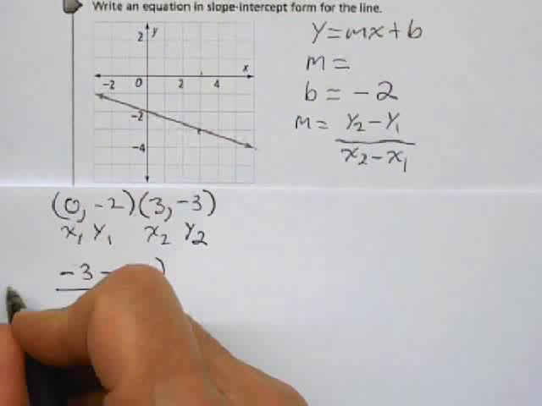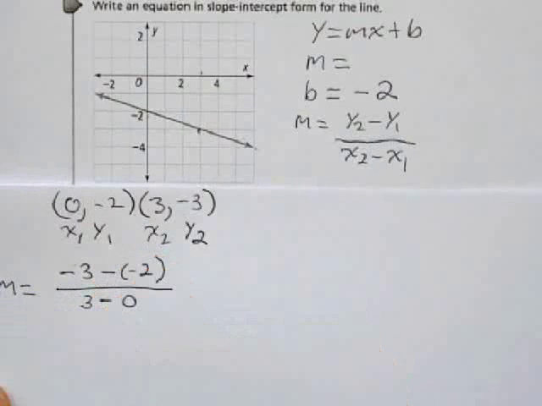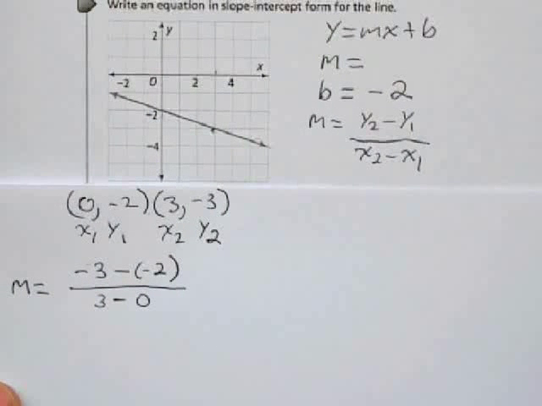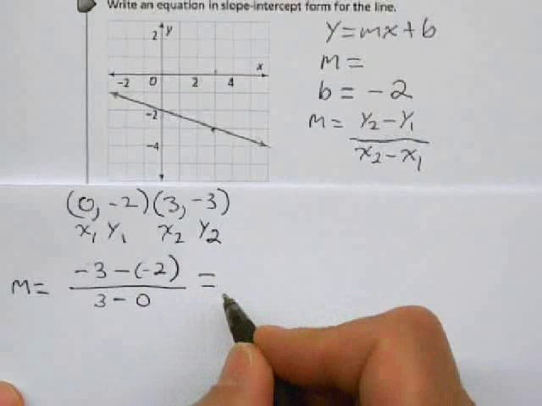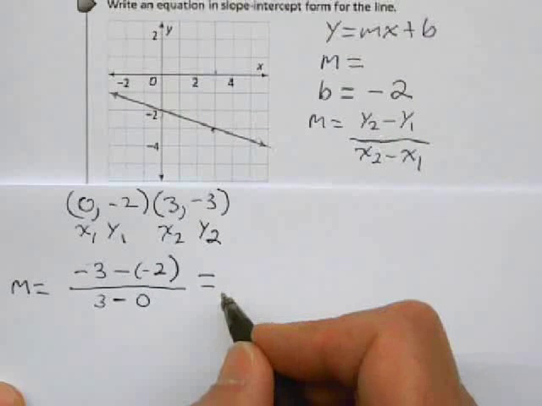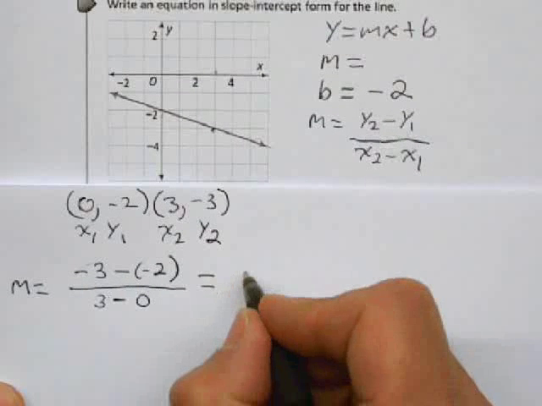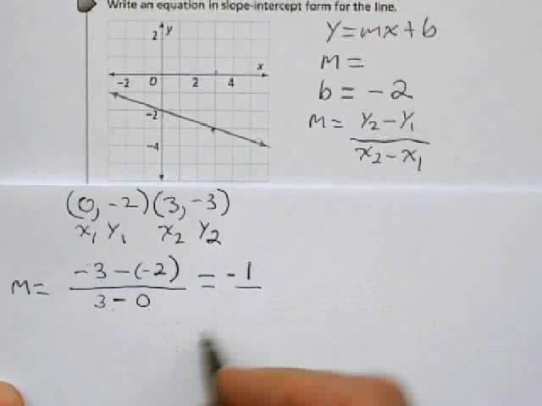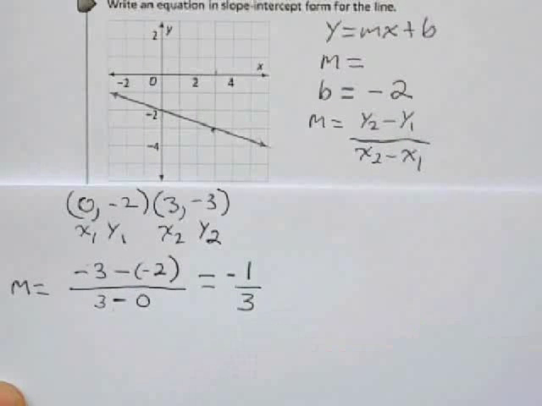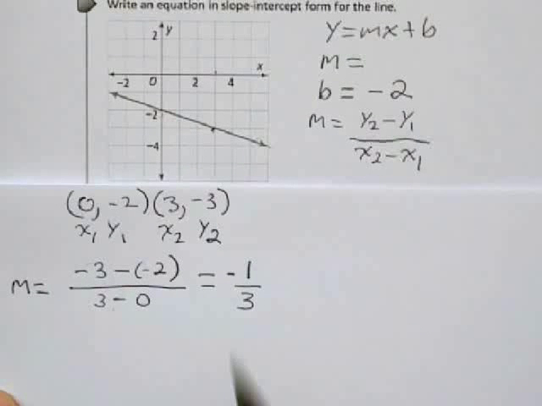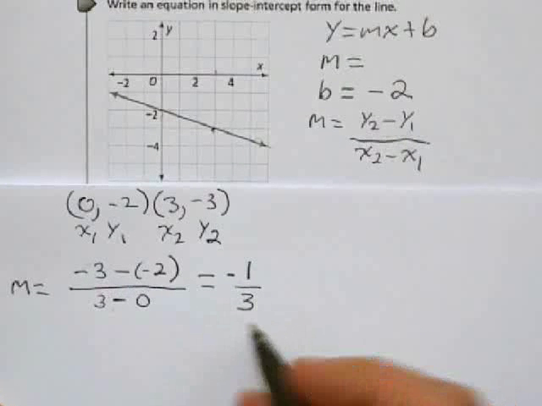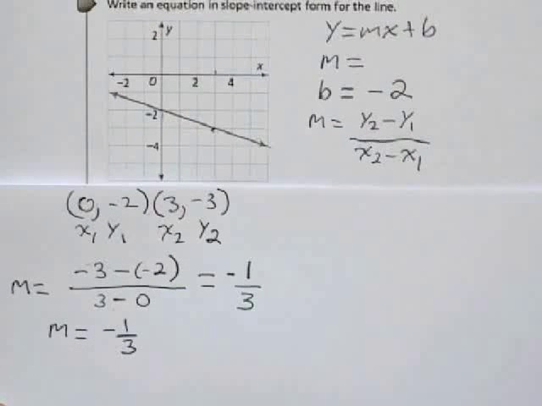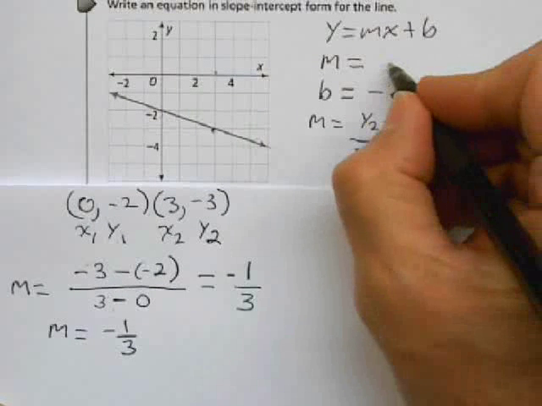In other words, just so I can write the letter m, that's what my slope is going to equal. Almost got it in there, huh? All right. And what does this equal? Well, -3 minus -2 would be the same as -1, and 3 minus 0 would be 3. In other words, the slope of this line, m, is -1/3. So m equals -1 over 3. All right, I'm going to write that right here.